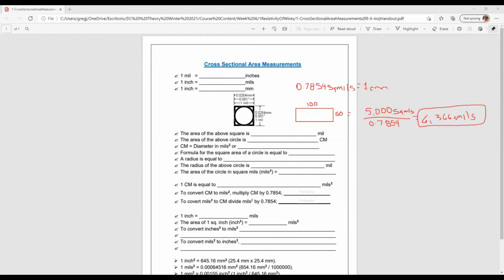Okay, so to keep it simple, so you see it in perspective, if we have this little square that we have in here, let's say that this little square is 1 mil in diameter, okay?